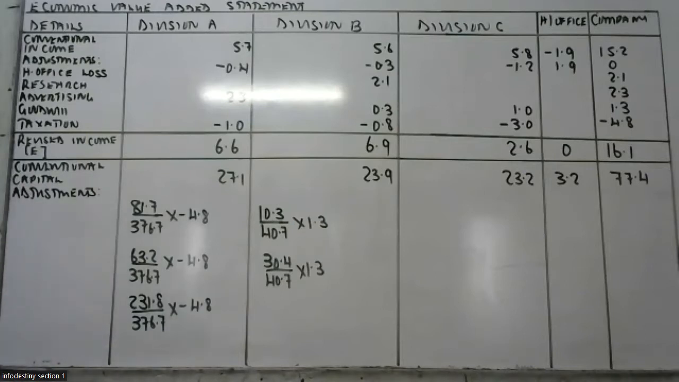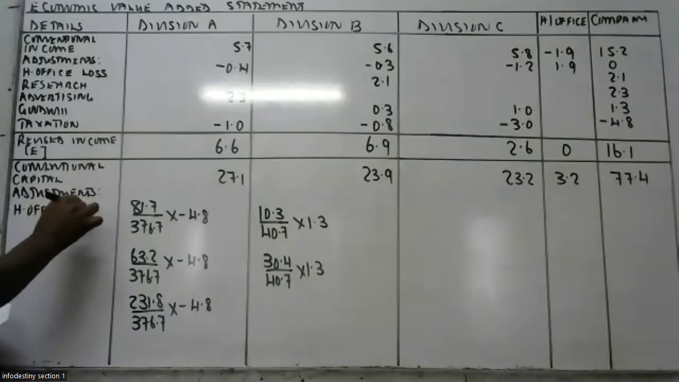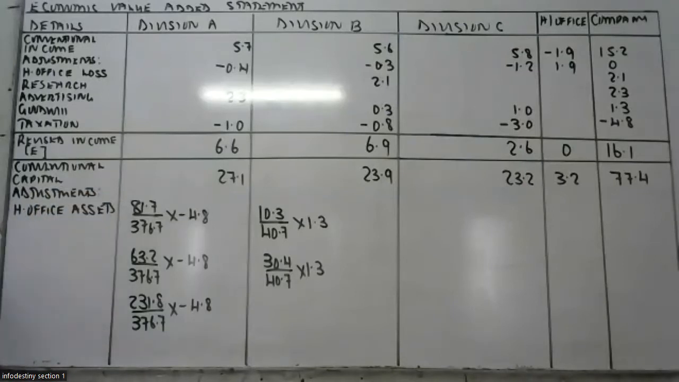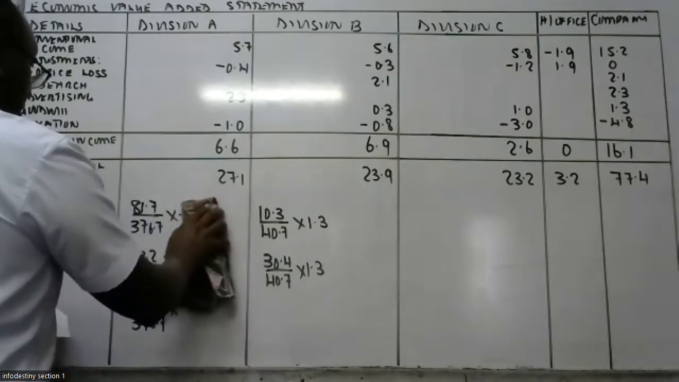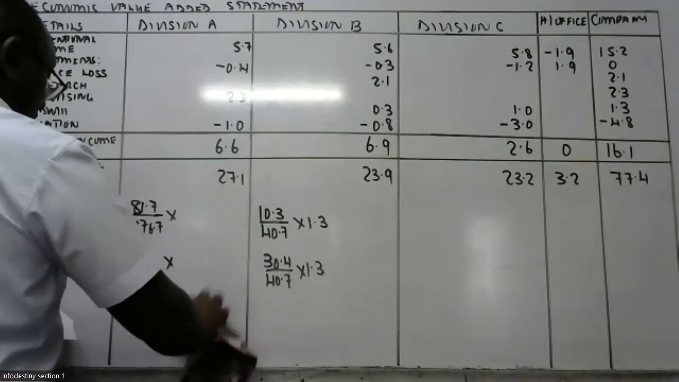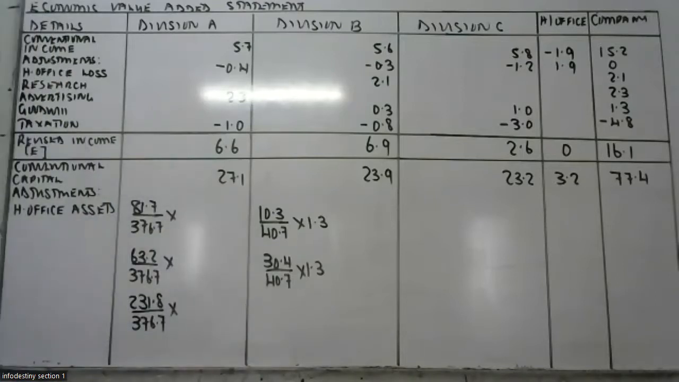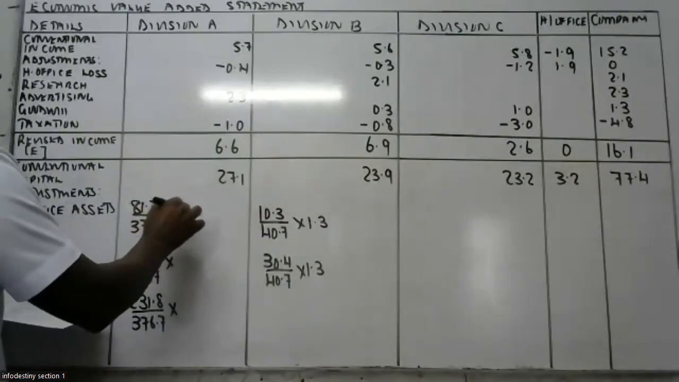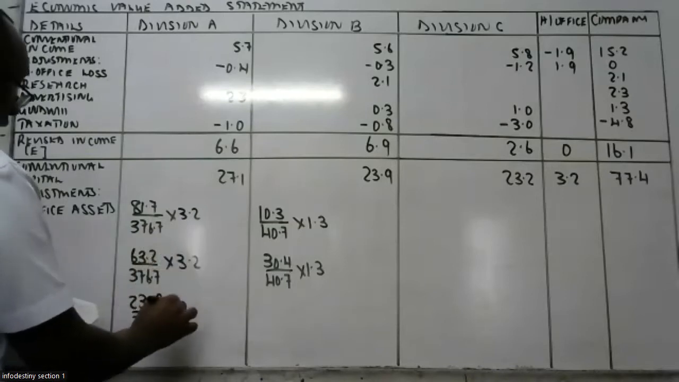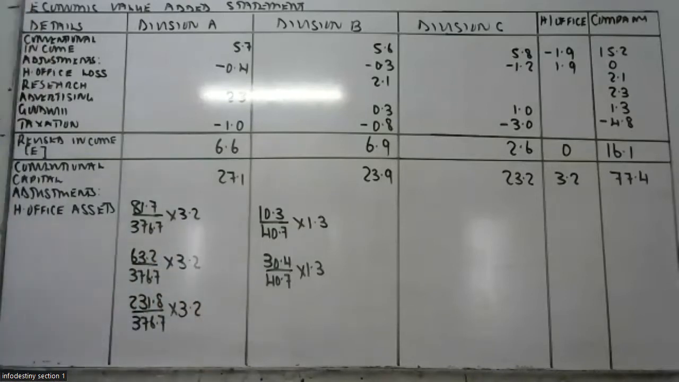Now the adjustments that we are going to do, the first one is the head office assets. This head office assets, again, we are going to share using turnover. And these head office assets are 3.2. So that is what we shall use.